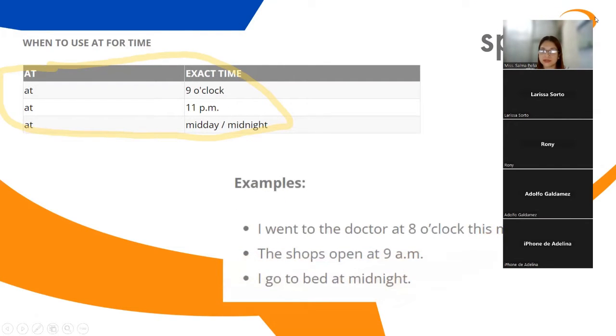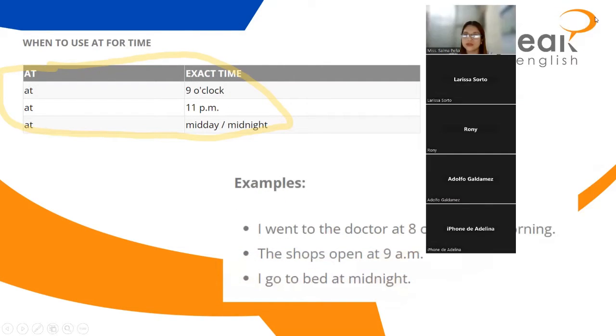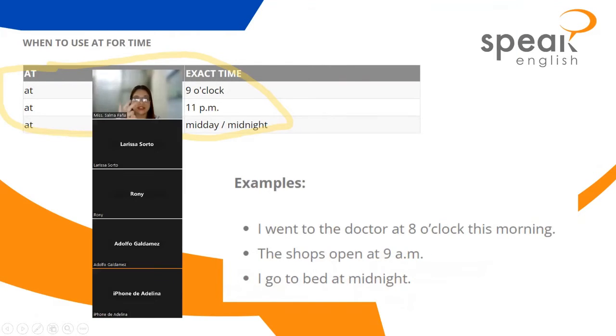Like this example. Okay, I will ask Adelina, can you help me to read them? I went to the doctor at 8 o'clock this morning. The shops open at 9 a.m. I go to bed at midnight. Okay, thank you. So guys, as you can see, we have a specific hour.